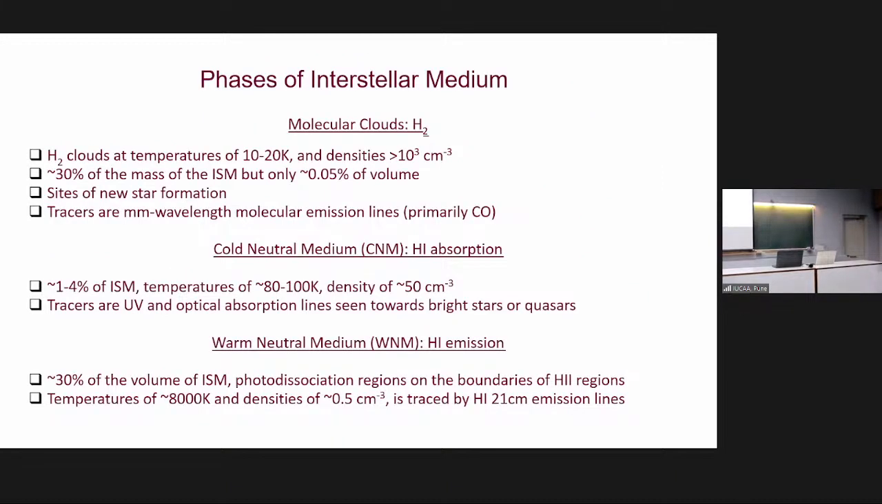So again, I've already told you about this. In molecular clouds, mostly molecules will be there. So how do we detect these molecules? Detecting H2 will be difficult. So we can trace the molecular clouds using CO. Why CO? Why not H2? Anybody?